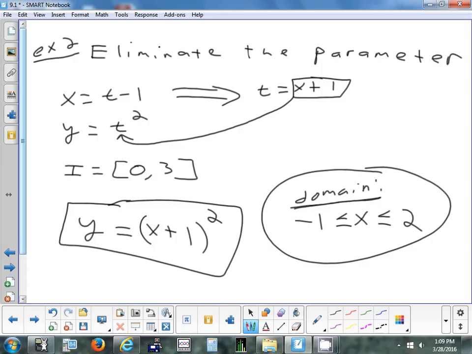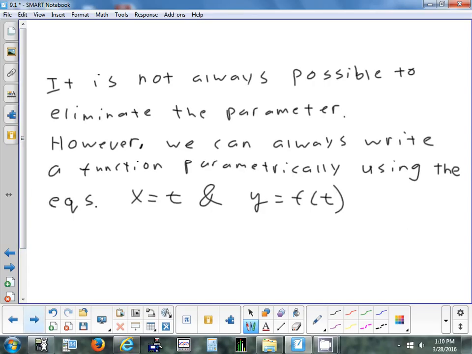All right, so that's eliminating a parameter. Now, that's not always possible to do. Okay, I gave you examples where you could do it. So it's not always possible to take equations and get rid of the parameter, but it is always possible every time to go the other way. You can always take something that's not parametric and make it parametric using these simple equations.